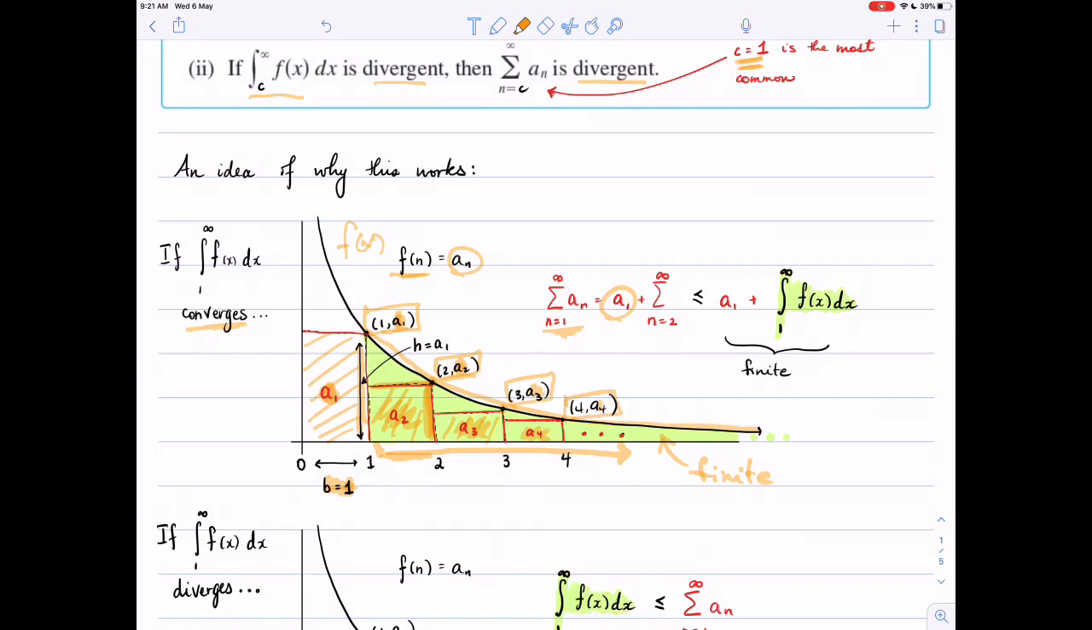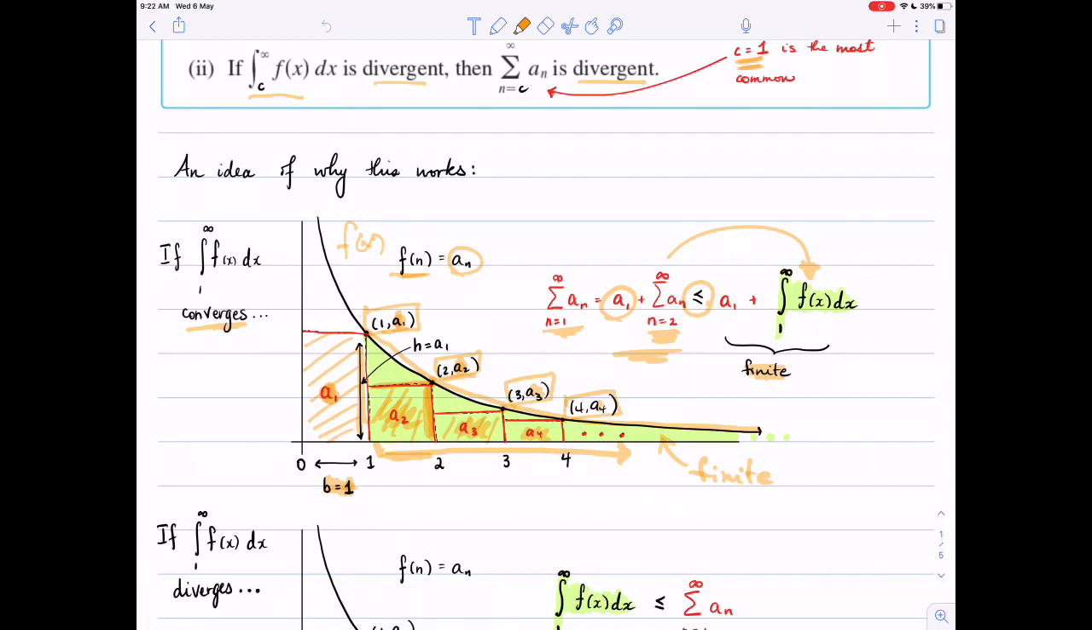And if they are underneath, then clearly they represent an underestimate. So this one here, that is less than the area of the function. And if the area of the function is finite, then the series must be finite because it is less than it, right? So that is an idea of why this works in the convergent case.